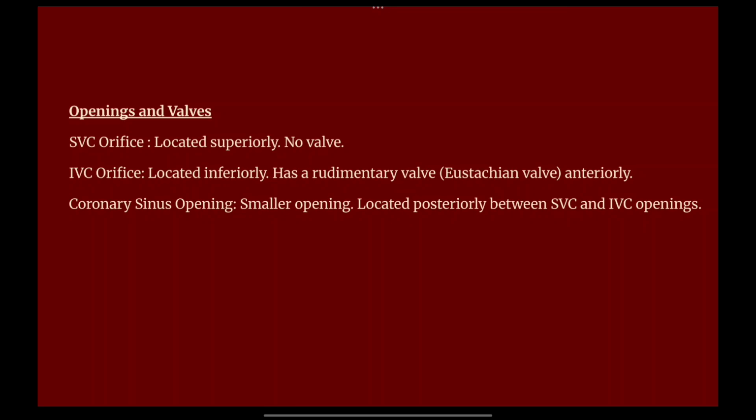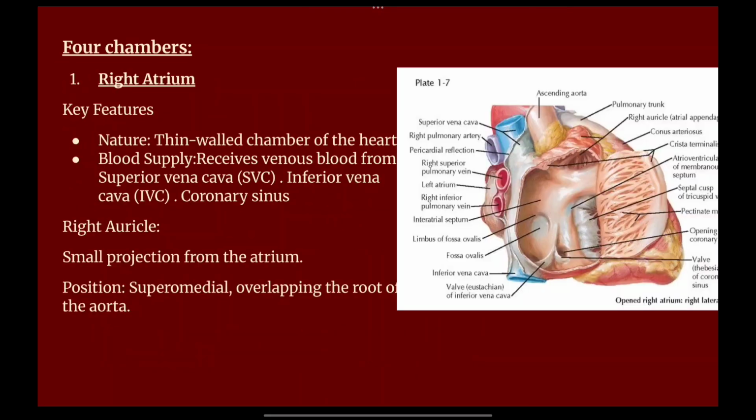Now there is the coronary sinus opening also. The coronary sinus opening is an opening for the cardiac circulating blood. So whatever blood is being received by the cardiac muscles for oxygen and nutrients and waste products is being received by the coronary sinus opening, and here the small opening is located posteriorly, that is between the superior vena cava and inferior vena cava openings.